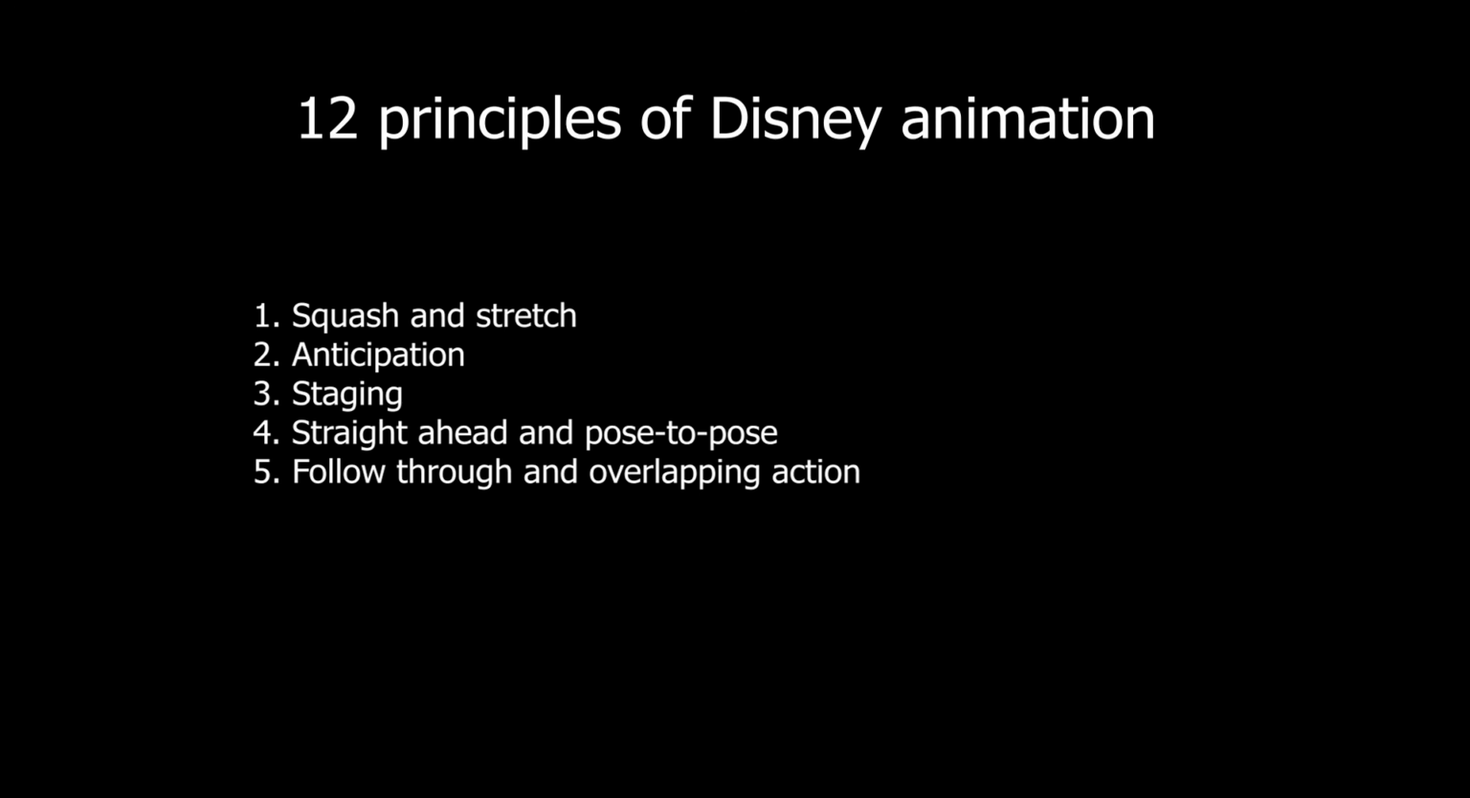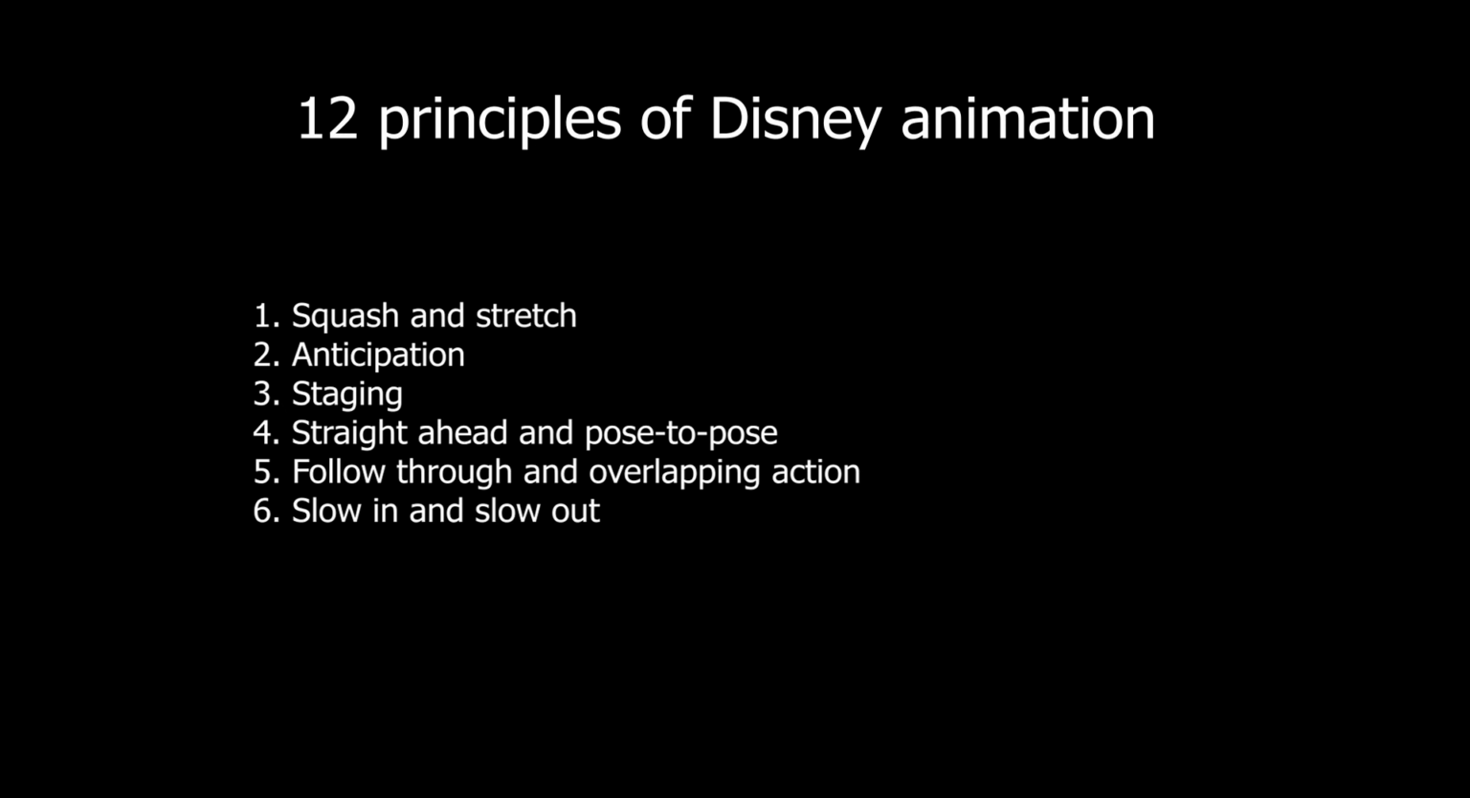Overlapping action describes things like hair and articles of clothing moving with a different timing from the center mass. A classic example would be a character with long hair turning their head quickly. While the head comes to a full stop, the hair will continue moving around for a long time before returning to a relaxed state. Number 6, slow in and slow out.